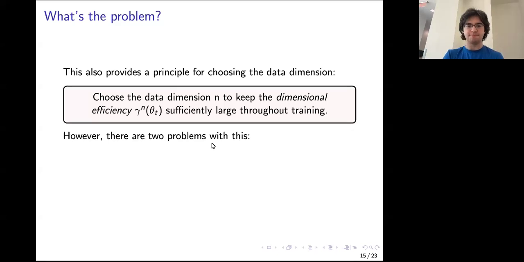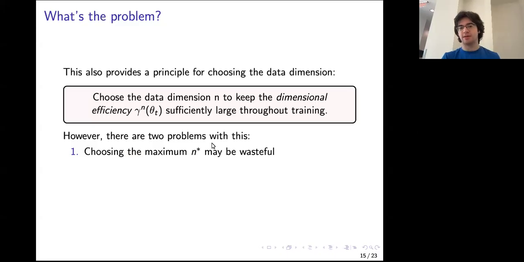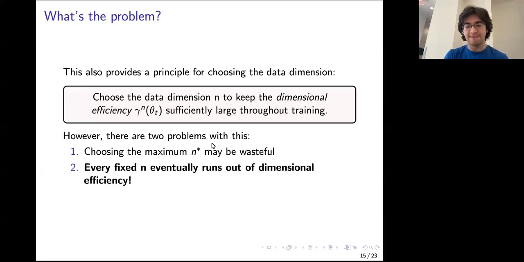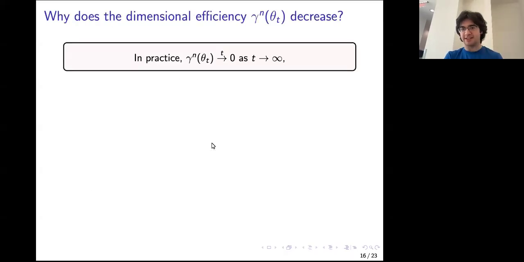Well, there are two problems with this. One, choosing the maximum n star might be wasteful, in that at the beginning of training you might not need that many dimensions to do well. You might want to train on something like 10 dimensions at first, which might be more efficient, but later you might need a bigger dimension. If you start on the large one, you're going to have a lot of wastefulness at the beginning. And two, it turns out that you can't pick a fixed dimension that works. Every fixed n eventually runs out of dimensional efficiency. Now, what do I mean by that? Basically, in practice, what we observed is that the dimensional efficiency goes to zero with training.